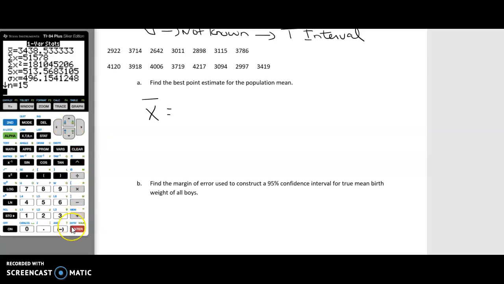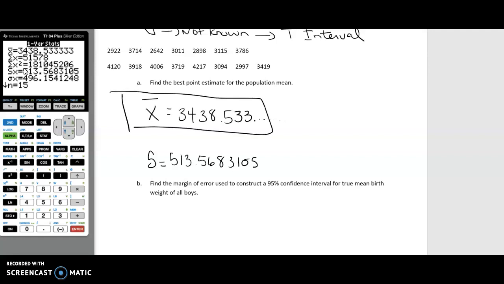And so the best point estimate is the very first thing, x-bar, that's 3,438.533 repeating. I'm going to jot this down, because notice they don't give us a standard deviation at all. So in this problem, we're going to have to calculate it, and we actually have it right here. I'm going to jot this down, because this is a sample standard deviation, not the population one. It's 513.5683103. So the best point estimate is this here, and we're dealing with grams.